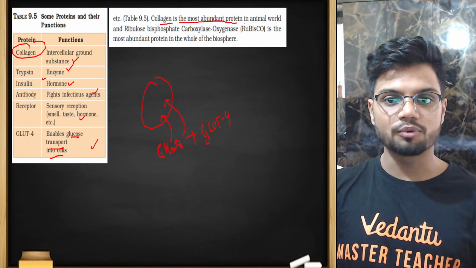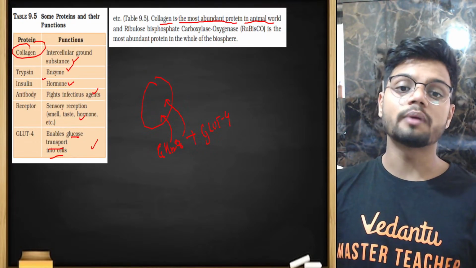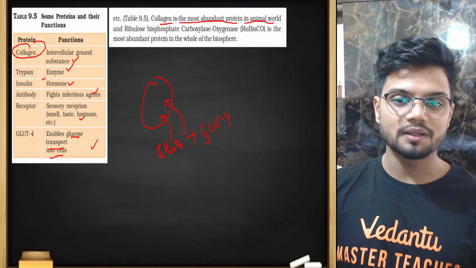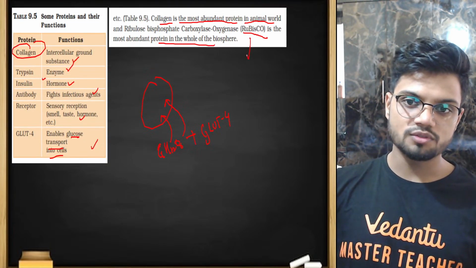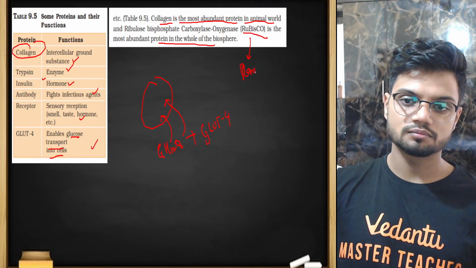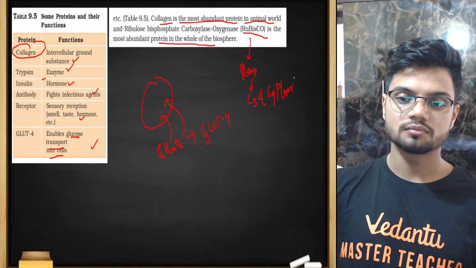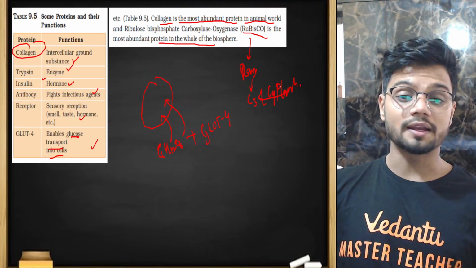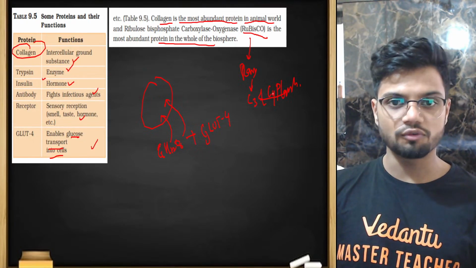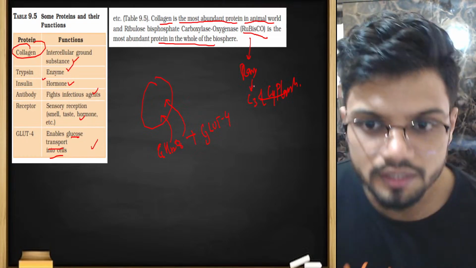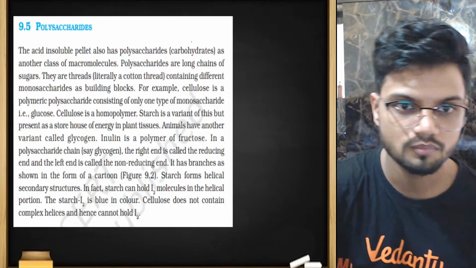Collagen is the most abundant protein in the animal world. All of you know collagen is the most abundant protein in the animal world. But what about the whole biosphere? When we take the entire biosphere, that time it is Rubisco. Why? Because Rubisco is found in plants, both C3 and C4 plants. So obviously all of you know plants are higher in number. Yes, they will have C3 and C4. So Rubisco is the most abundant protein in the world.